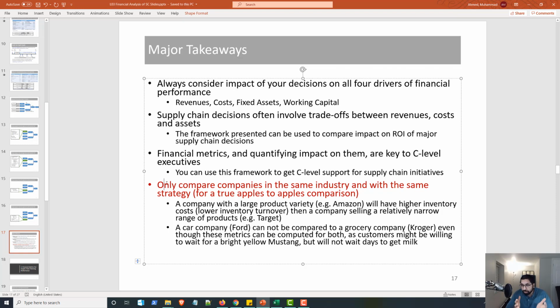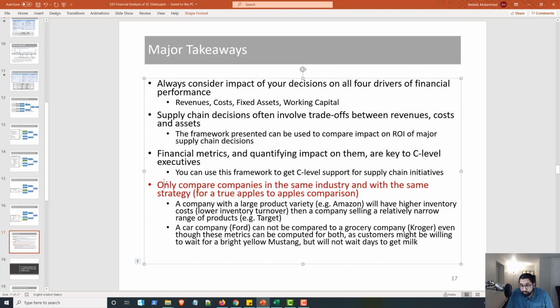Well, no, you can't compare them. Amazon's strategy is to offer a huge product variety. Target's strategy is not to offer that huge a product variety. They have a narrower range of products. So that is going to lead to differences in inventory, right? And so sometimes it gets a little bit hard to compare companies, right? If they have very different strategies.